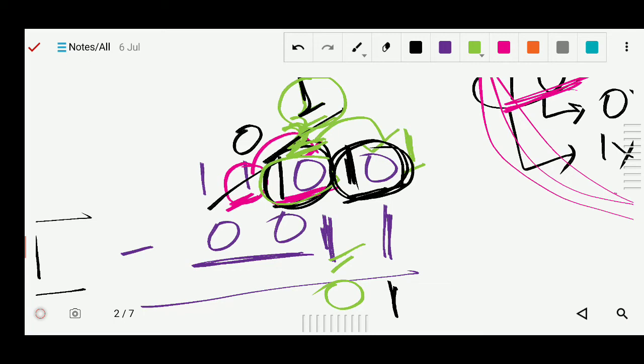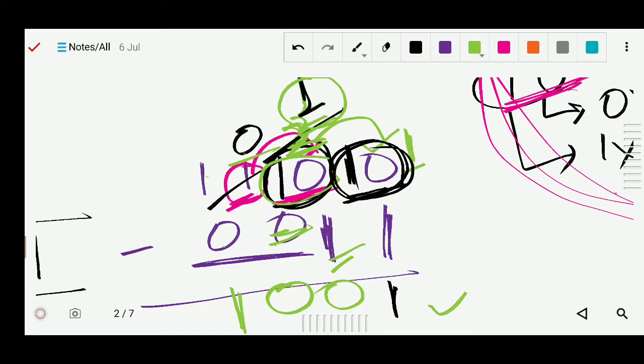Got it? Now see here, what is here? This side you can check, 0 and 0. This 2 0 became again 0, and now what is left here? 1 minus 0, 1. 0 minus 0, 0. So your answer is 1001.